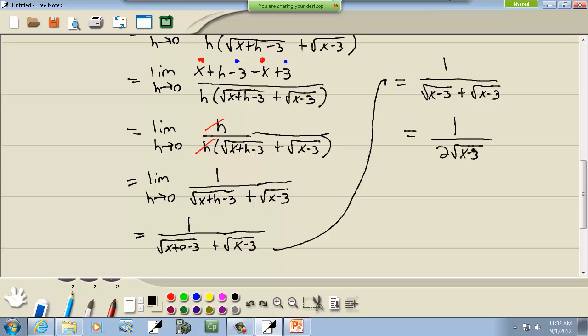And I suspect this is probably where they leave the answer. They don't actually multiply top and bottom by the square root of x minus 3. A lot of times in calculus, this is a little easier to work with. But anyway, that's our derivative.